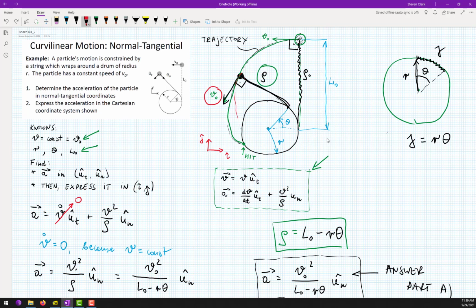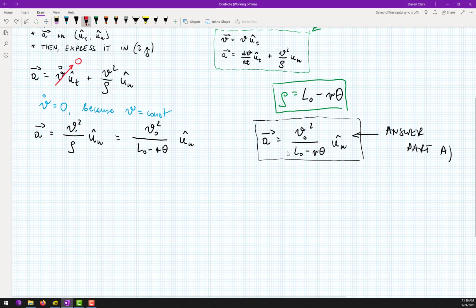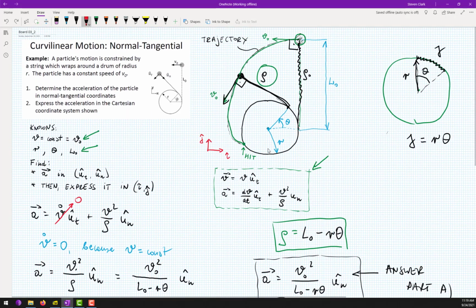Okay, I can squeeze in one more question, or maybe two, which do not exist. Okay, so this is the end of part A. So we found our acceleration in the normal-tangential coordinate system.